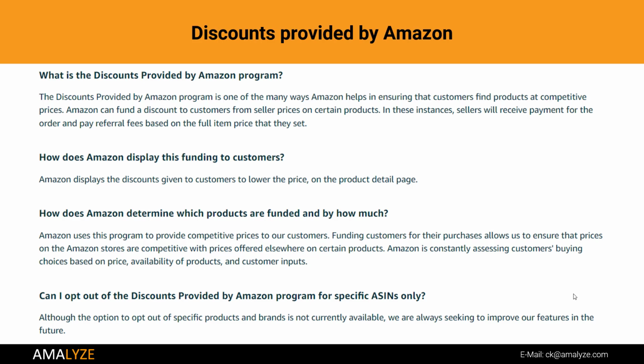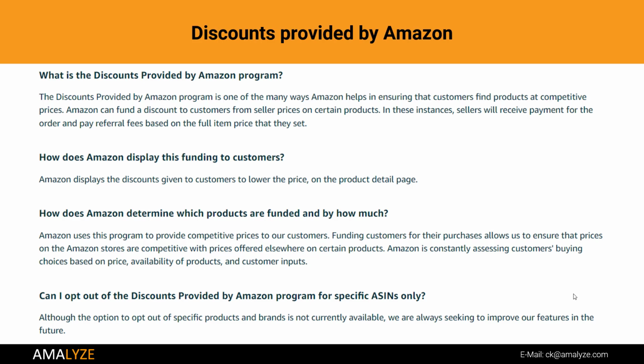How does Amazon display this funding to customers? Amazon displays the discounts given to customers to lower the price on the product detail page, as shown before. How does Amazon determine which products are funded and by how much? Amazon uses this program to provide competitive prices to our customers. Okay, we are repeating that all the time. Funding customers for their purchases allows us to ensure that prices on the Amazon store are competitive with prices offered elsewhere on certain products. Amazon is constantly assessing customers' buying choices based on price, availability of products and customer inputs.